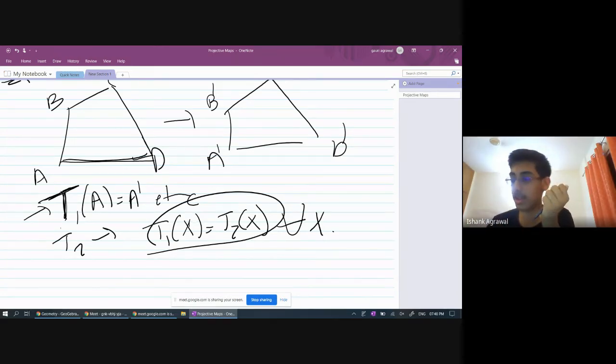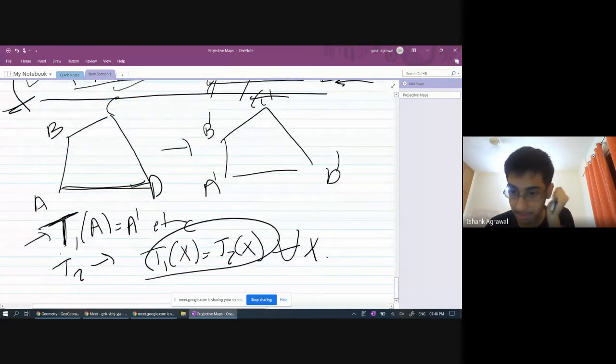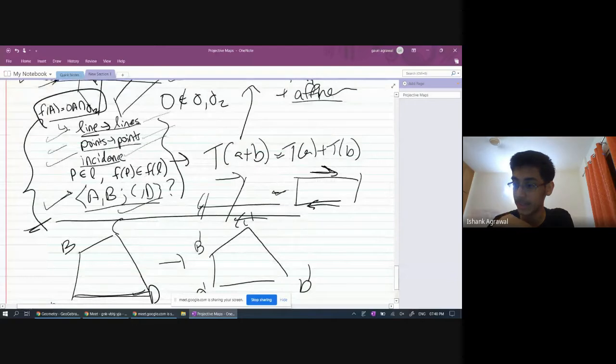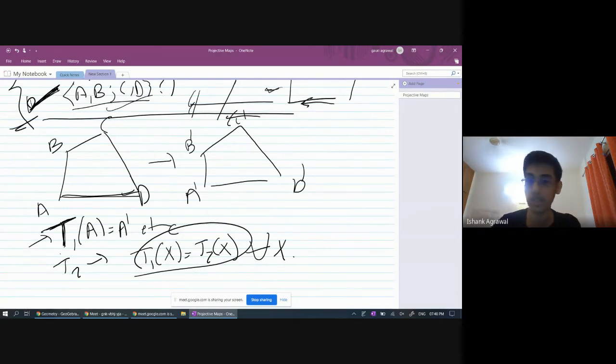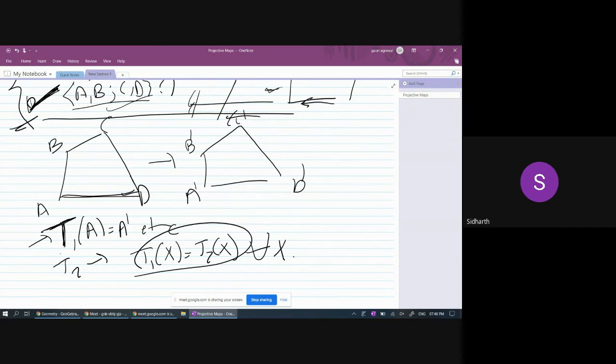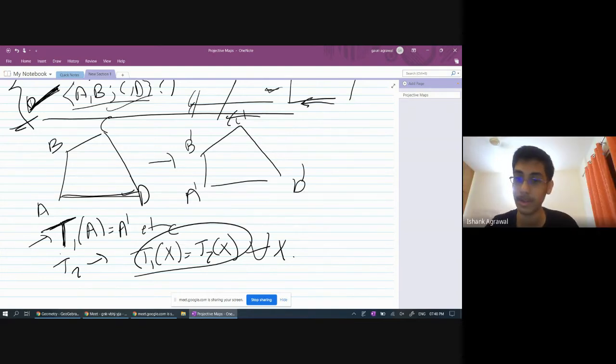So the question is, if I have 2 different maps that satisfy these 4 things, they map lines to lines, points to points, they preserve incidence, and they preserve cross ratio for any 4 points lying on a given line, then is it true that those 2 maps are identical if they are identical for 4 points? That is, do 4 points uniquely determine a projective map? This is all in a plane, right? Yeah, this is one plane to another plane.